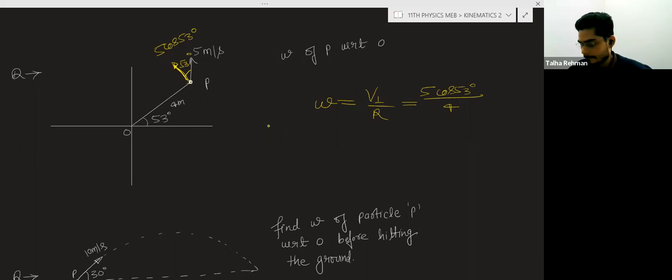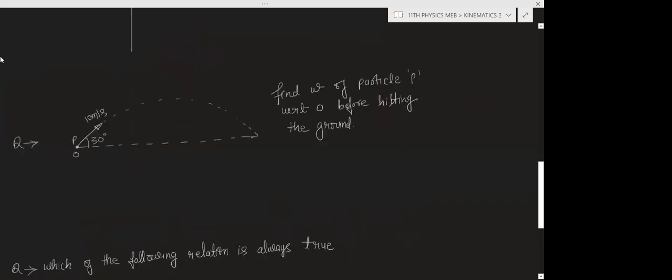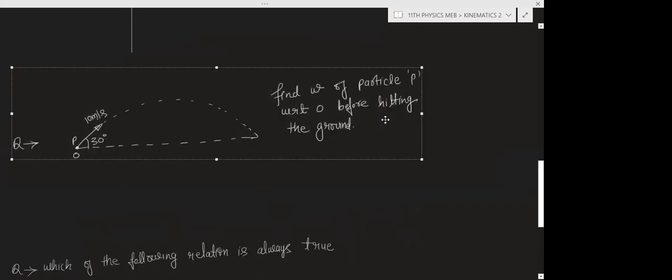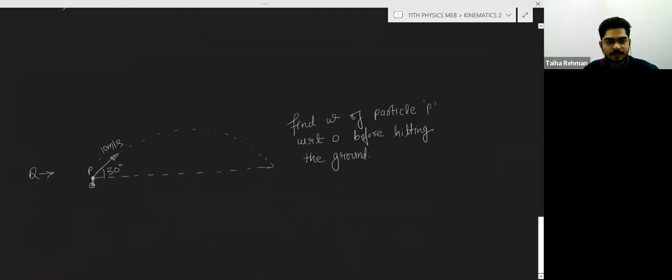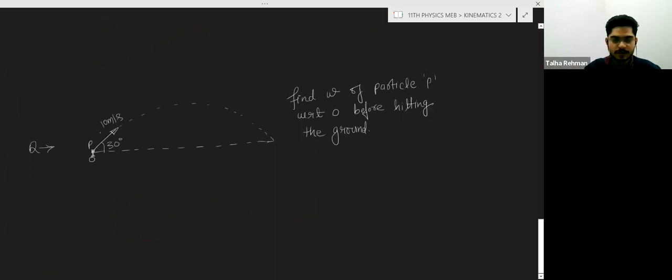Completed. Yes, sir. Okay. Now see this question. Basically, here it is given that a particle or a projectile is thrown with a velocity of 10 meter per second and making an angle 30 degree with the horizontal or the ground. So you have to find omega, the angular velocity of the particle P with respect to this point O, before hitting the ground, or you can say just reaching the ground.